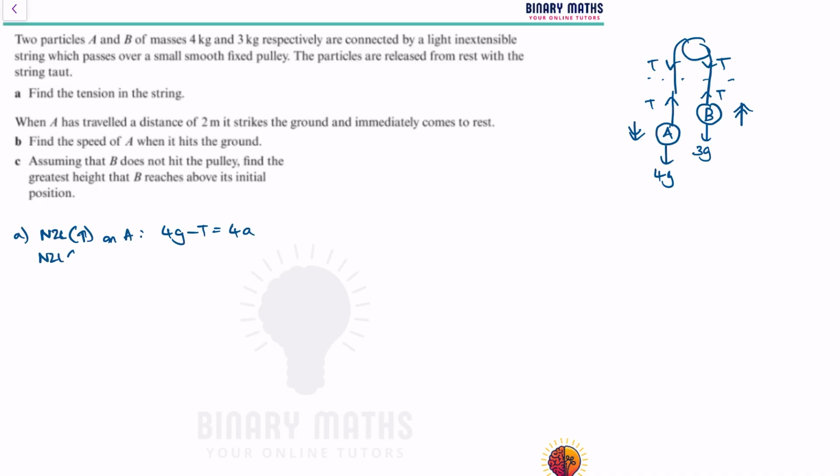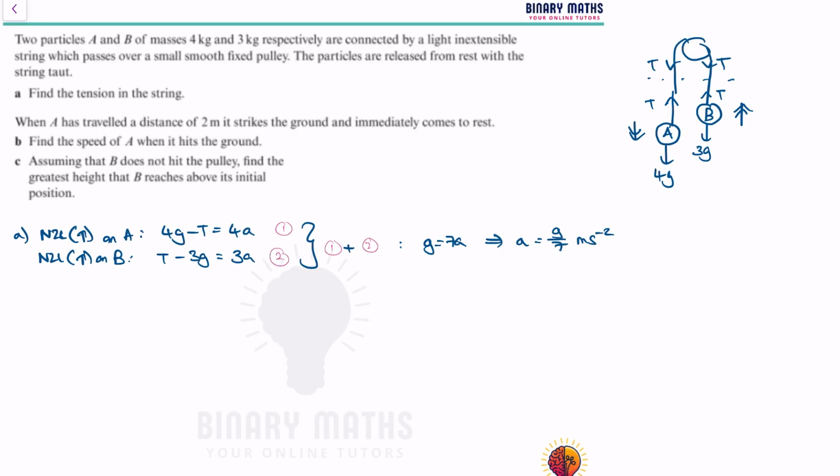Newton's second law applied vertically on B. B is moving up, so T minus 3g must be equal to 3 times acceleration. So this is equation 1 and equation 2. If we do equation 1 add 2, then the T's disappear. 4g take away 3g is just g, and 4a plus 3a is equal to 7a, which implies a is equal to g over 7 meters per second squared.